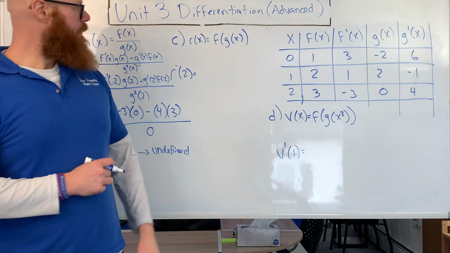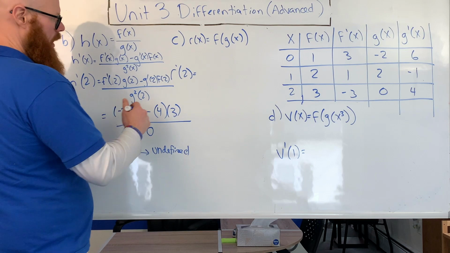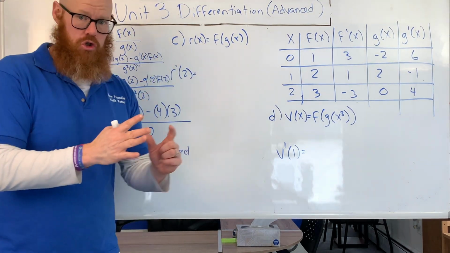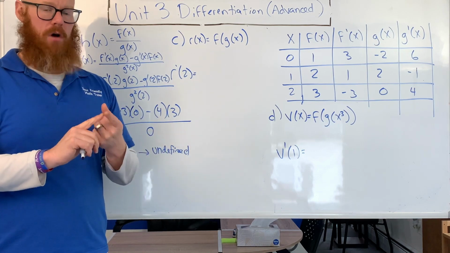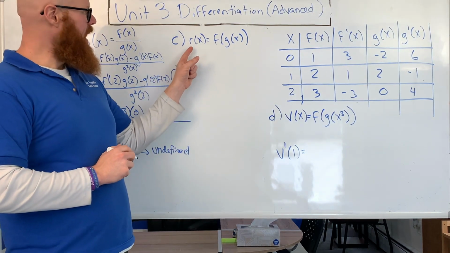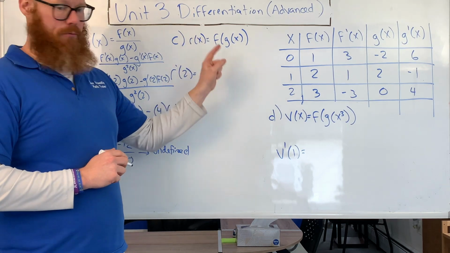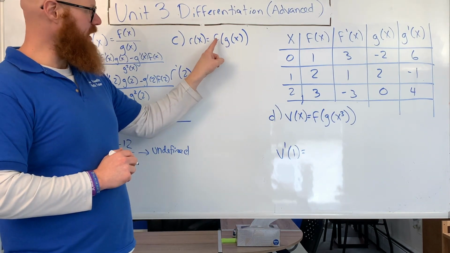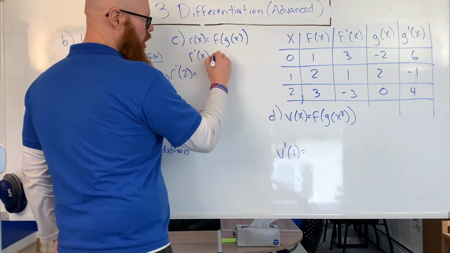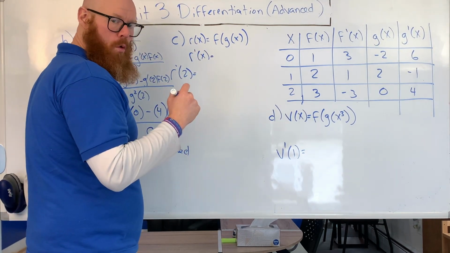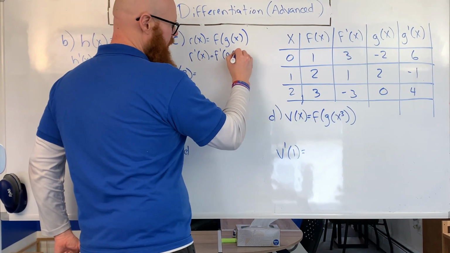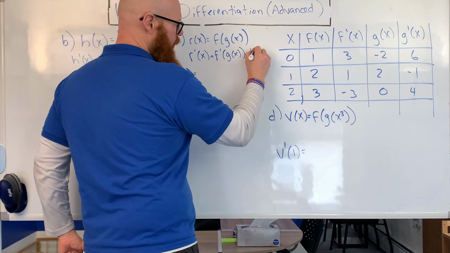All right, for C, r of x is f of g of x. So the first 2 examples, we just reviewed the product rule and quotient rule from last week. So here for C, we want to go over the chain rule. So we have a function inside of another function. So if we find the derivative of this, this is our Newton notation for the chain rule. So it's f prime of g of x times g prime of x.